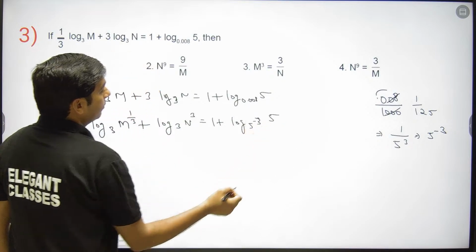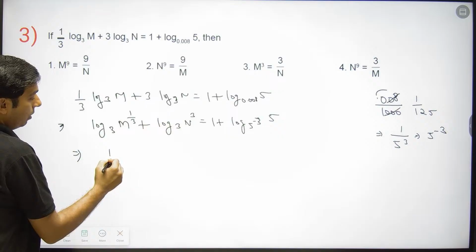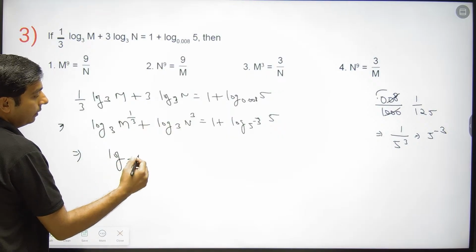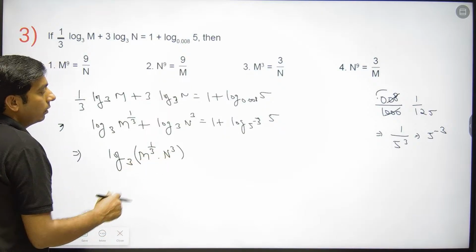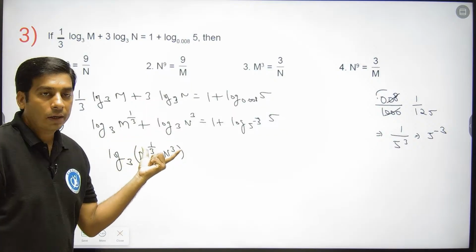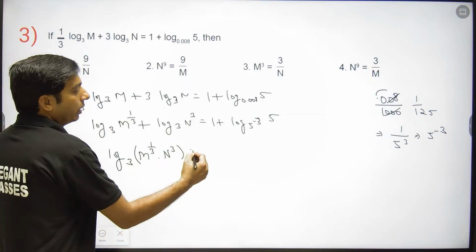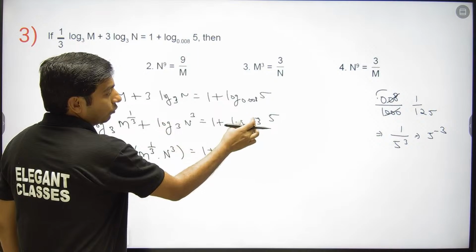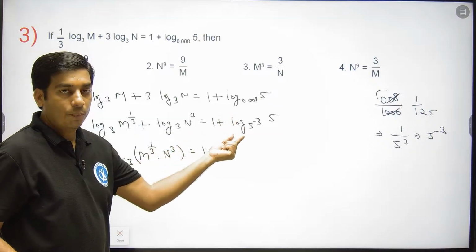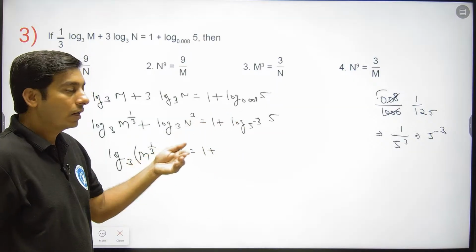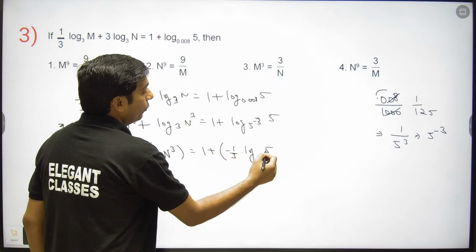So 5 to the power minus 3 in the base. Again, if I simplify it, log m plus log n is log of m times n to the base 3. So here it will be m to the power 1 by 3 into n cube. If there is a log addition and the base is the same, then the numbers get multiplied. Here it will be 1 plus log of 5 to the power minus 3 base. When the power comes out from the base, it will come out as minus 1 upon 3, so log 5 to the base 5.